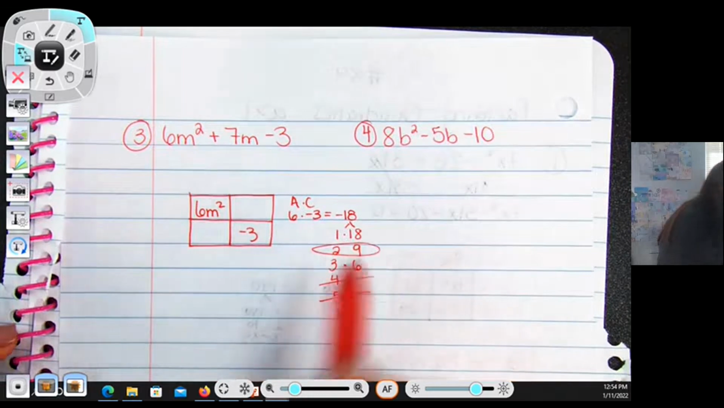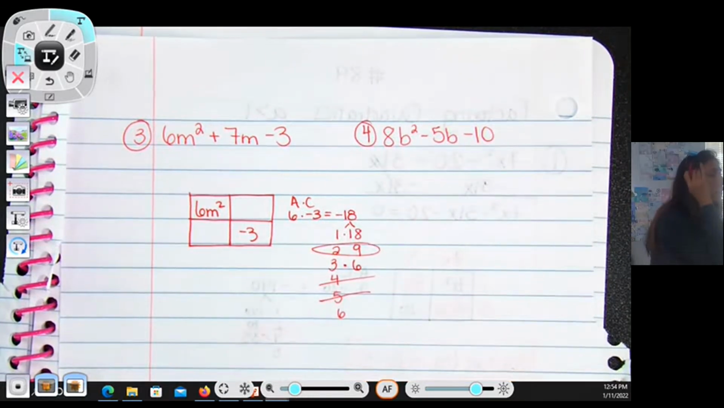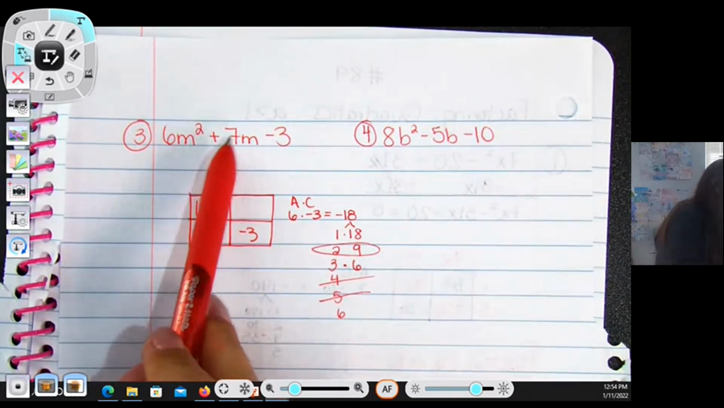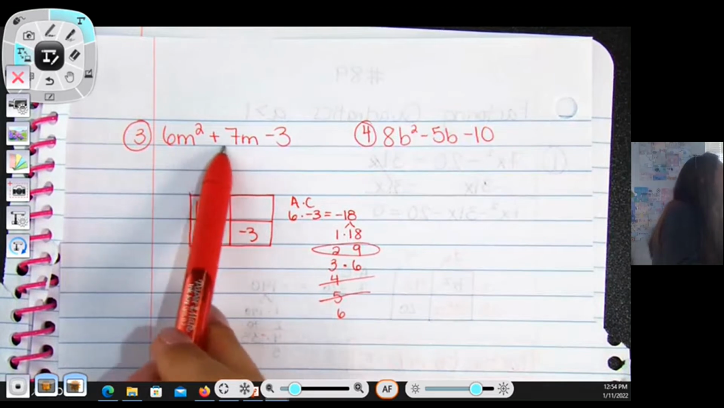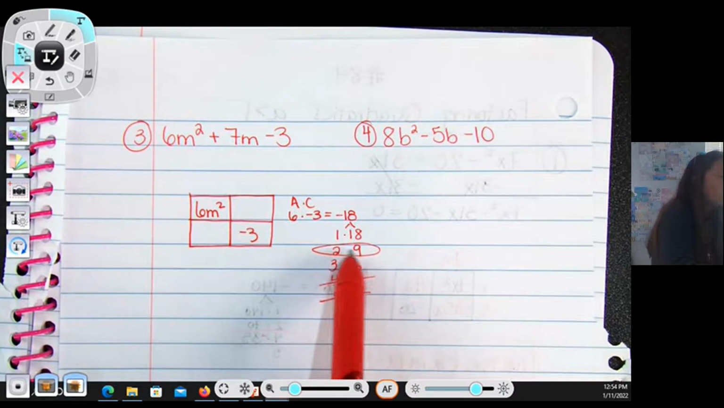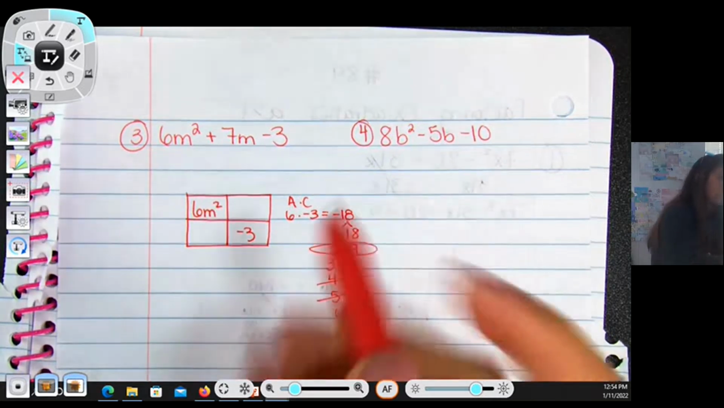Which one has to be negative? Let me think. I just eliminated one answer for you. Okay, the 7 is positive. If the middle term is positive, the bigger of the 2 numbers has to be positive. I meant negative 9 and 2. 9 is bigger than 2, so this is positive, which means 2 is negative.